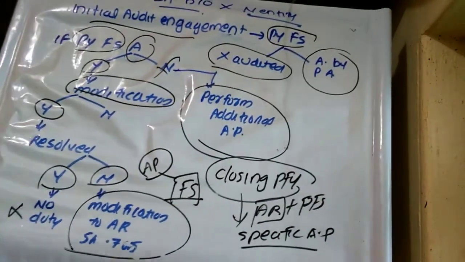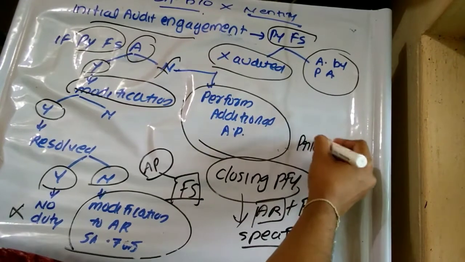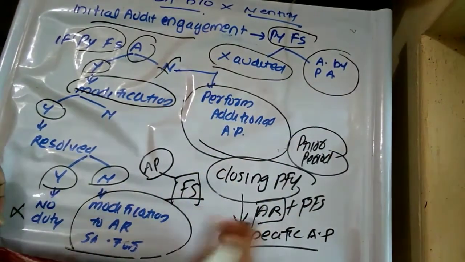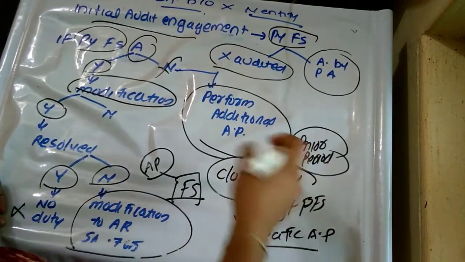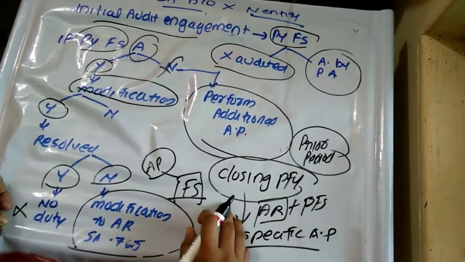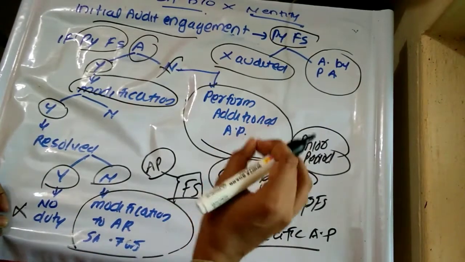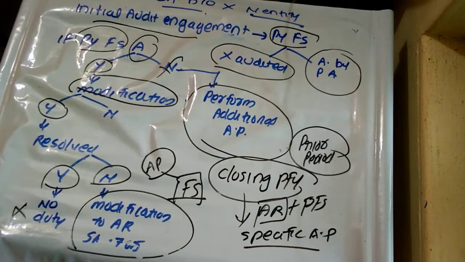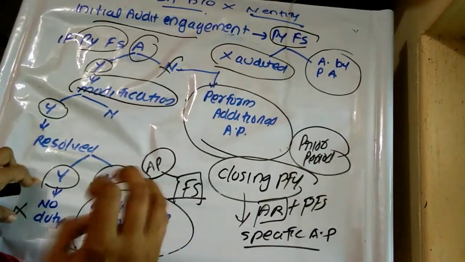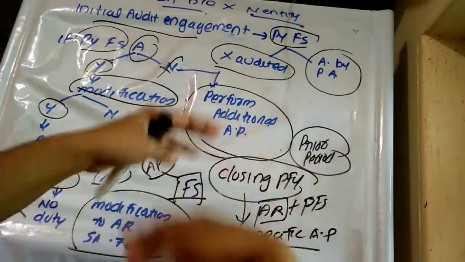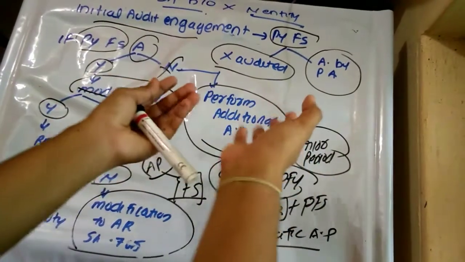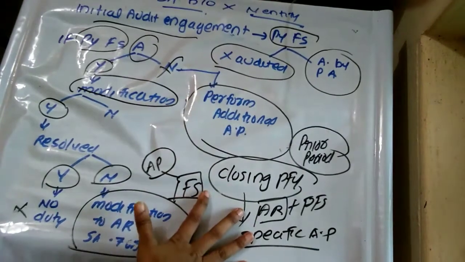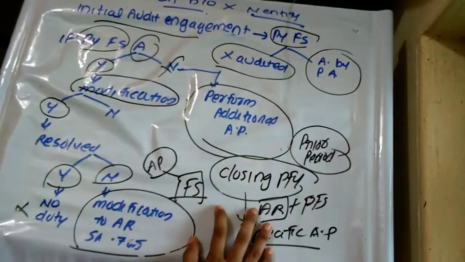Then prior period items. The auditor has to check whether there exist any unadjusted prior period items, and whether they have been properly adjusted or not. Then the auditor has to determine, in the current year audit procedures, that is, if the auditor is performing audit procedures in this current year, whether they are providing any evidence on the prior period items or prior period financials.